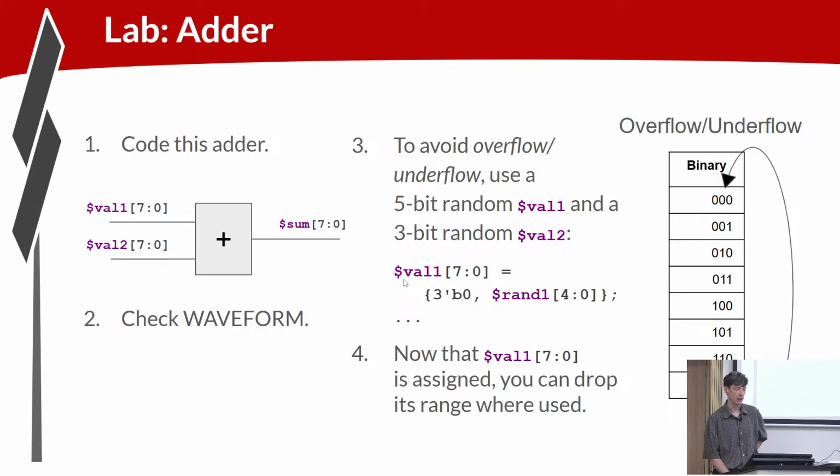So the mechanism for doing that is, val1 is a byte. We want the upper 3 bits to be forced to 0. The lower bits can be random. Just make up a name for a signal. That's a dangling input. It's going to be randomized. That makes sense now?